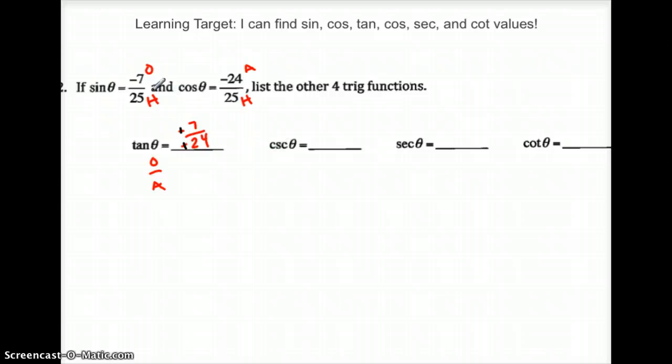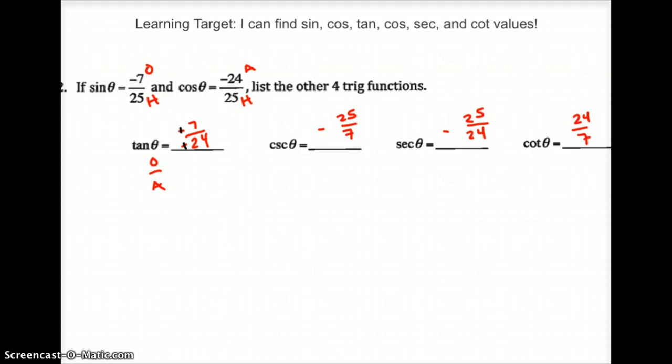Cosecant, remember, is sine flipped. So it's going to be negative 25 over 7. Secant is cosine flipped. So again, negative fraction, 25 over 24. And then cotangent is just my tangent flipped. So it's just going to be positive 24 over 7. All right. And that's it for this one.